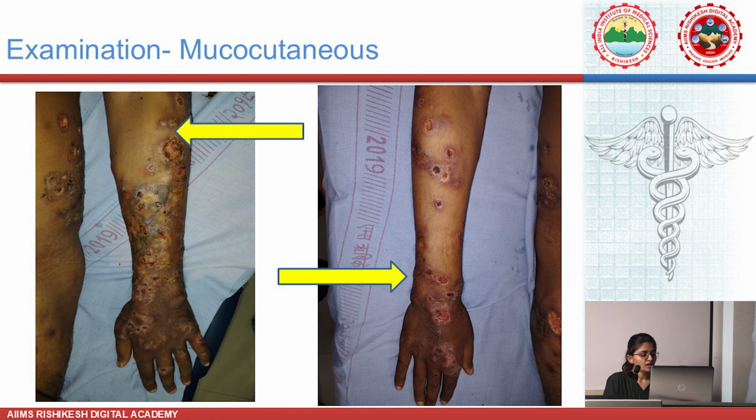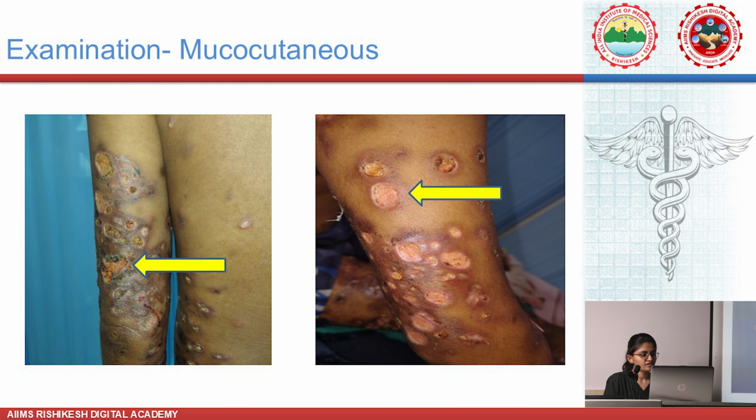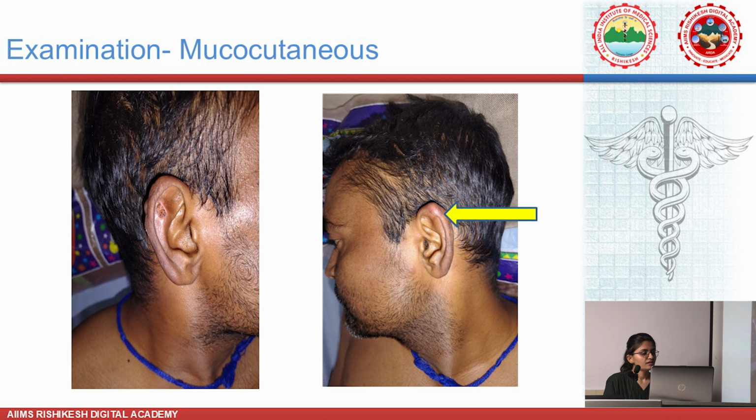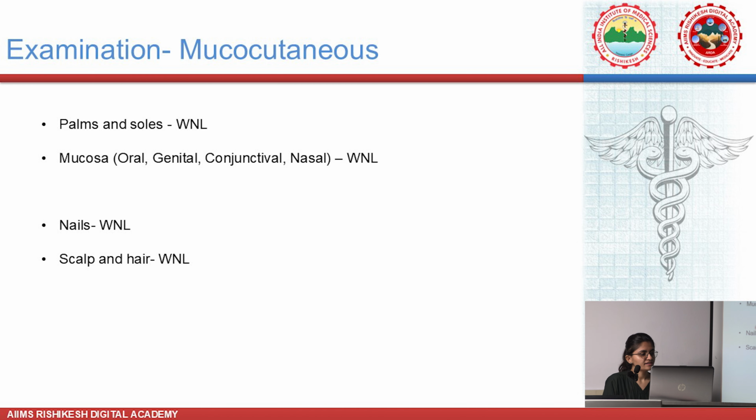Multiple well to ill-defined erythematous tender nodules of size ranging from 0.5 x 0.5 cm to 2 x 2 cm were present on the bilateral extremities. Similarly, as appreciated in the images here, multiple well-defined round to oval-shaped punched-out ulcers with yellowish slough on the base and overlying hemorrhagic crusting over few of the lesions were present on the bilateral extremities. Associated with this, bilateral ear infiltration was also appreciated. All the other examination of palms and soles, scalp, nails, and all the mucosal examination was within normal limits.